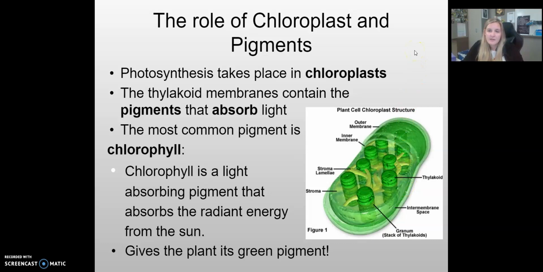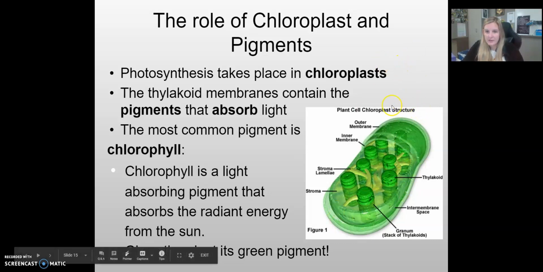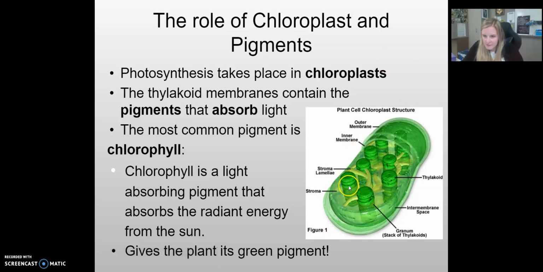Photosynthesis does take place in the chloroplast of the cell. The chloroplasts look like this. Inside the chloroplast, there's this thing called thylakoid stacks. In the membranes of these stacks is where the pigment chlorophyll can be found.